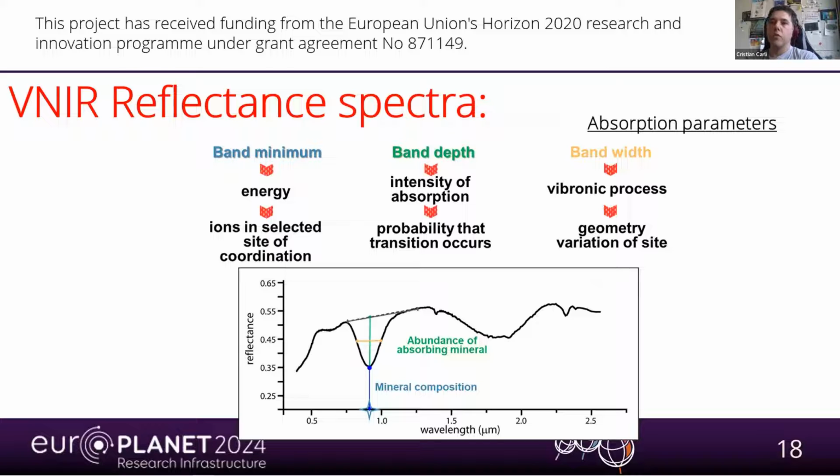So if, for instance, we have two different minerals in our pixel that are characterized by their spectral signatures, and one of them is absorbing at one wavelength where the other is not absorbing, the higher the abundance of the absorbing mineral, the higher the depth of these absorptions. Another aspect is the bandwidth, which is more related to the variation of the site geometry, and so, for instance, to variations of temperature or pressure on the specific material.